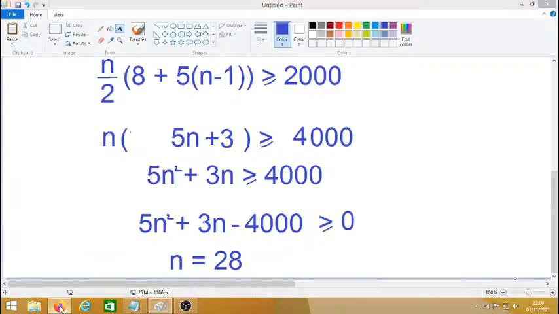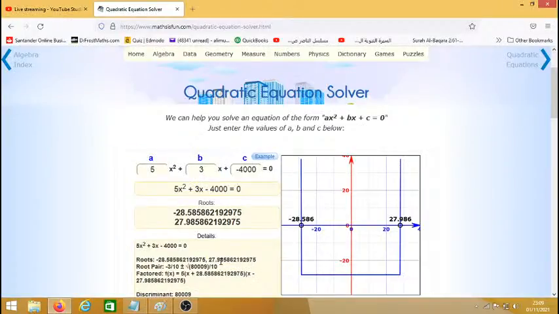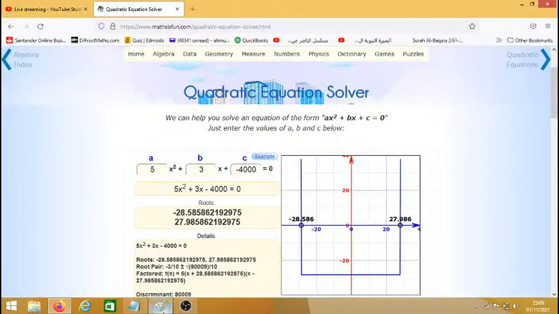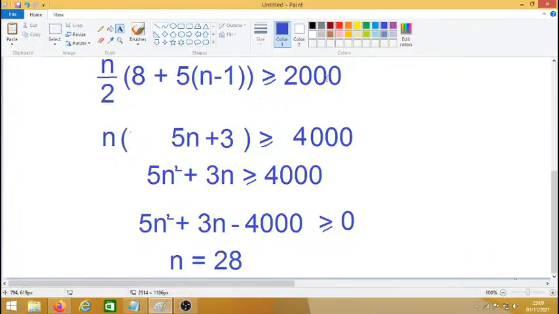You're probably thinking that why would we round down to 27? In this case, we wouldn't, but imagine the answer was 27.1. We'd still go up to 28 because we want to get up to 2,000 and it has to reach 2,000 and go past it.